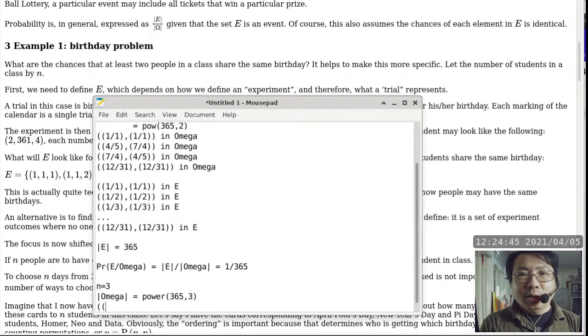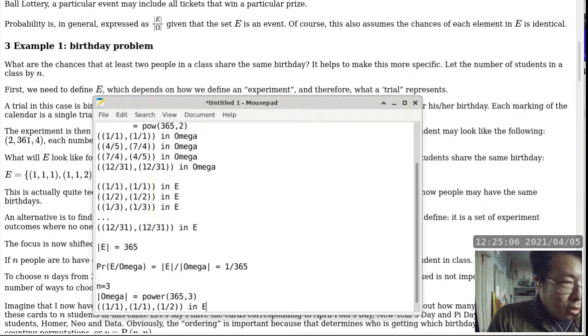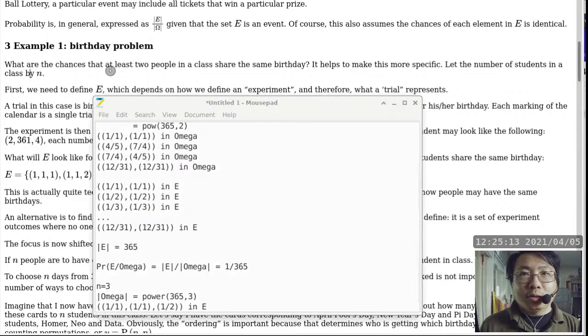So what is in E? Now it gets a little bit tricky. Because now we can say 1 1 1, and 1 1 2, that is in E now. Let me see what Angel has typed. Chances that 2 students having the same birthday are 3. We have the same question, which is saying at least 2 people in class share the same birthday.